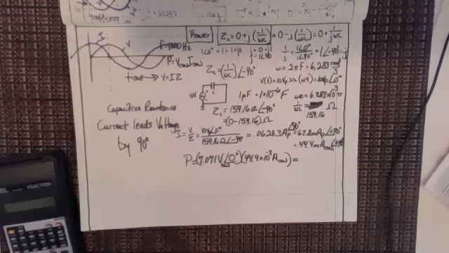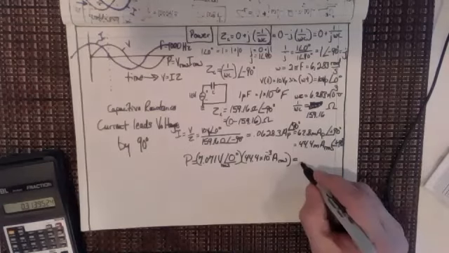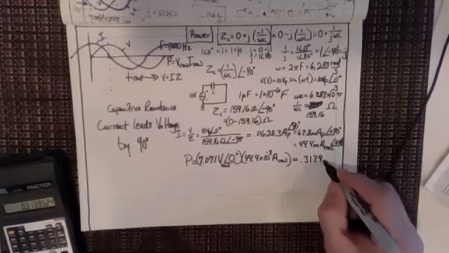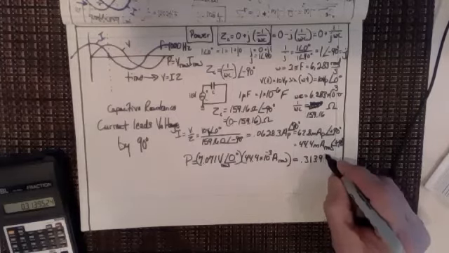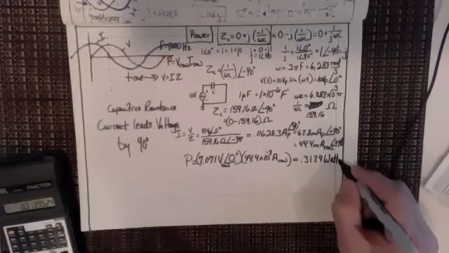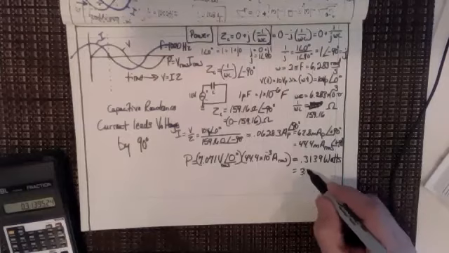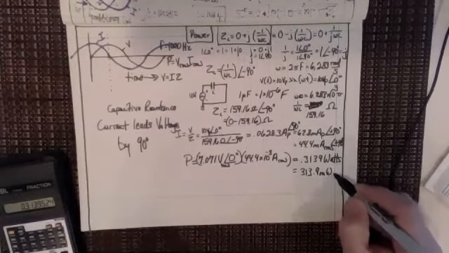All right, so let's just multiply that together. 7.071 times 0.0444 amps, and that gives us 0.3139 watts, right? Or equal to 313.9 milliwatts.